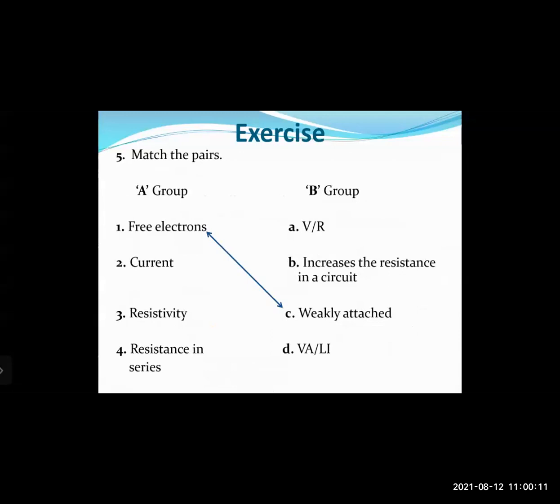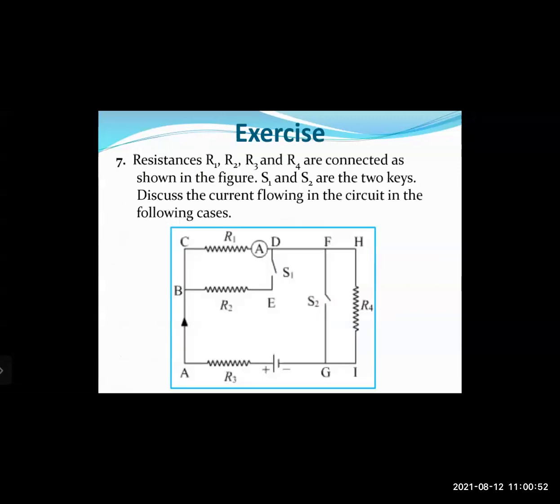Yes, we know free electrons are weakly attached, right? When we study the concept of free electrons for metals, free electrons are the electrons which are very loosely attached to the atoms. So when an electrical potential is applied, those electrons are removed and they are free to move in the circuit. Then current I equals V by R, that we had seen according to Ohm's law. Then resistivity is equal to VA by Li. And then we had seen resistance in series will increase the resistance in a circuit, whereas resistance in parallel will decrease the resistance in a circuit. So resistance in series increases the resistance in a circuit.